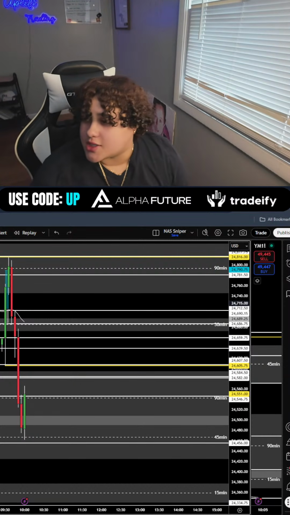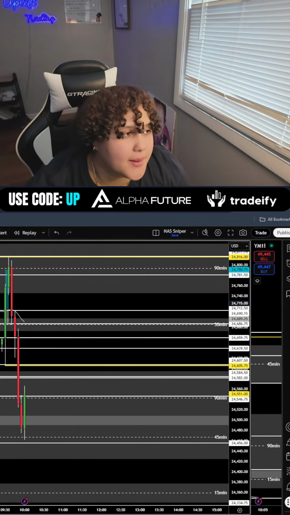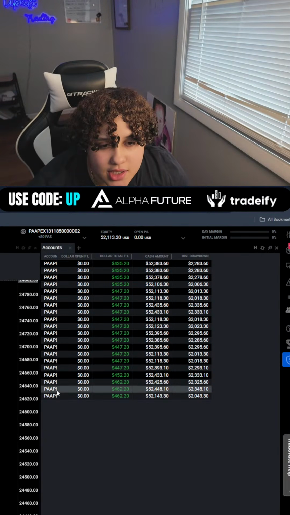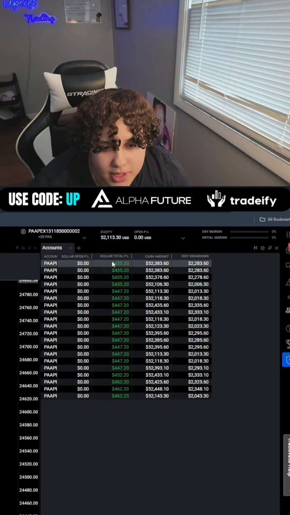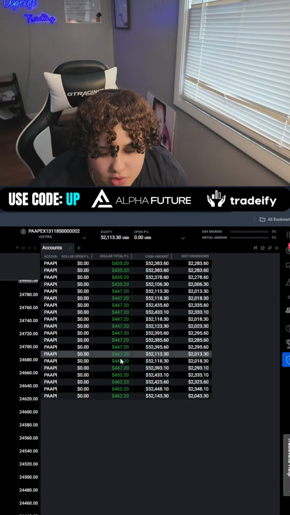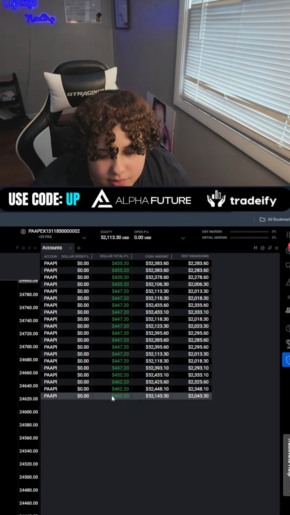So are they just synced together? Yeah. If you look at the trades I took today, they're basically all the same profit mostly, because they were copy traded together.